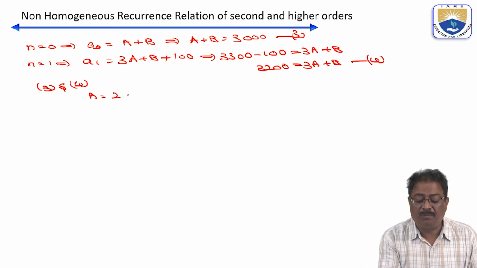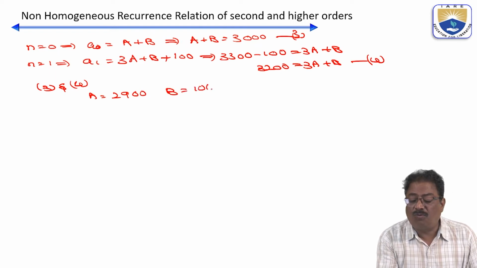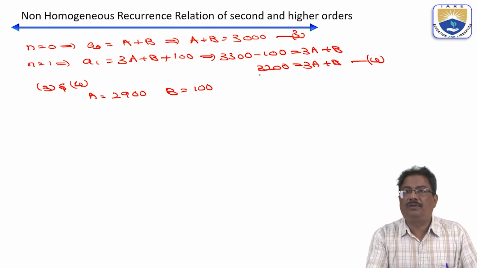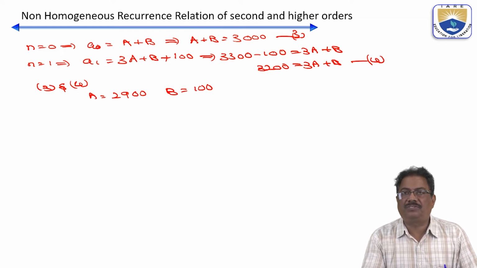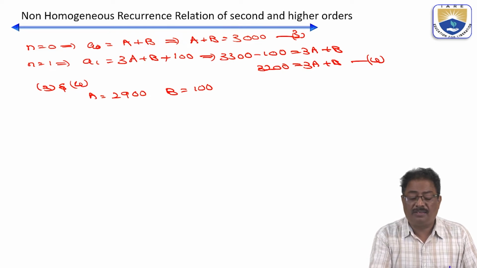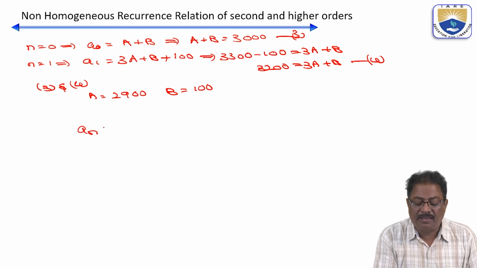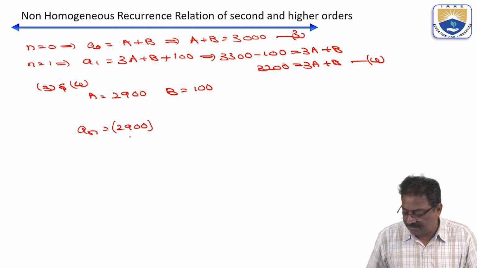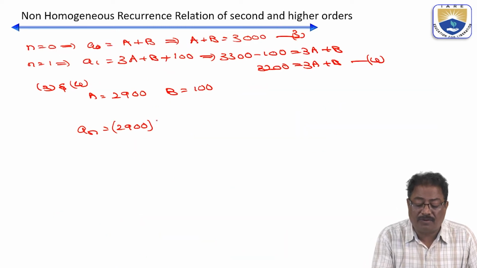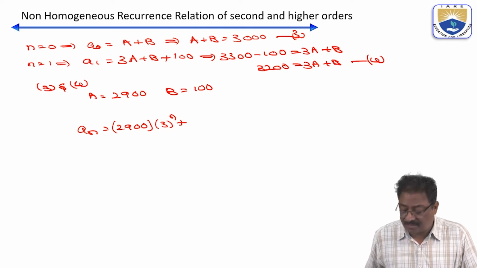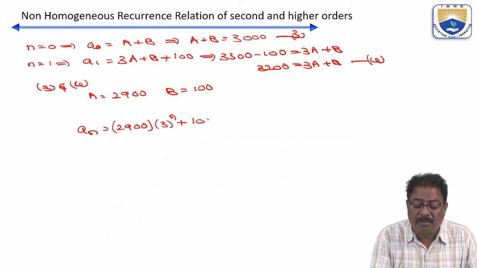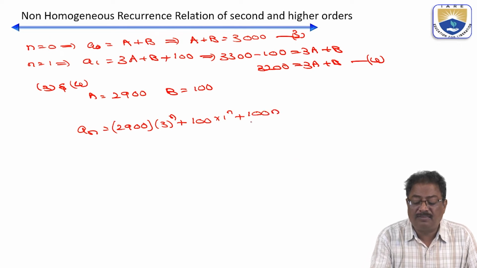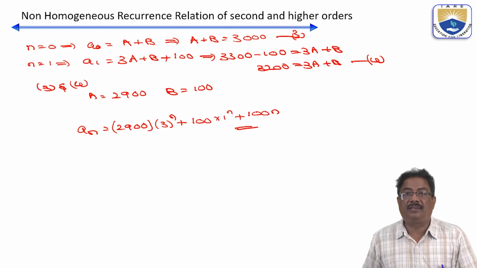So we are going to get a equal to 2900 and b equal to 100. Just simply add, these are simple linear equations, and we simplify them to get the final a and b. After getting a and b, we substitute into the particular solution: an is equal to 2900 into 3 to the power of n, plus b is 100 into 1 to the power of n, and plus the remaining 100n. So this is the final solution for the given recurrence relation.